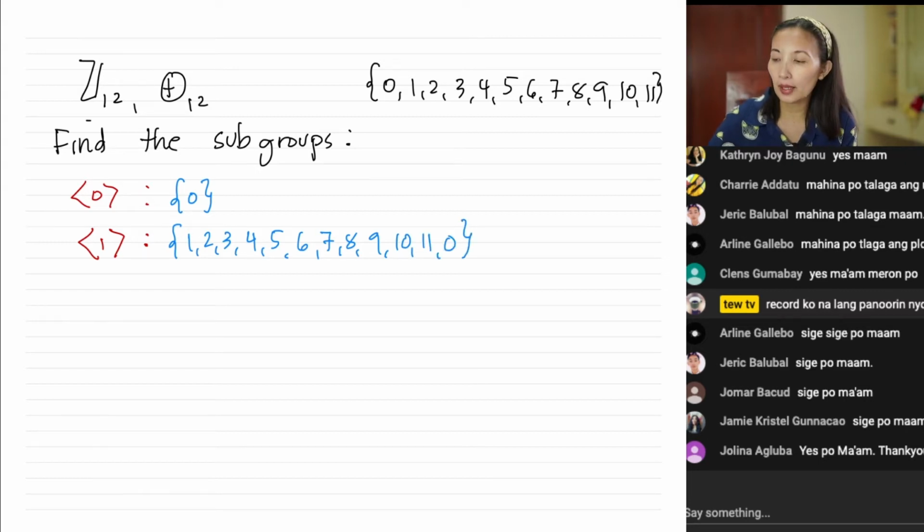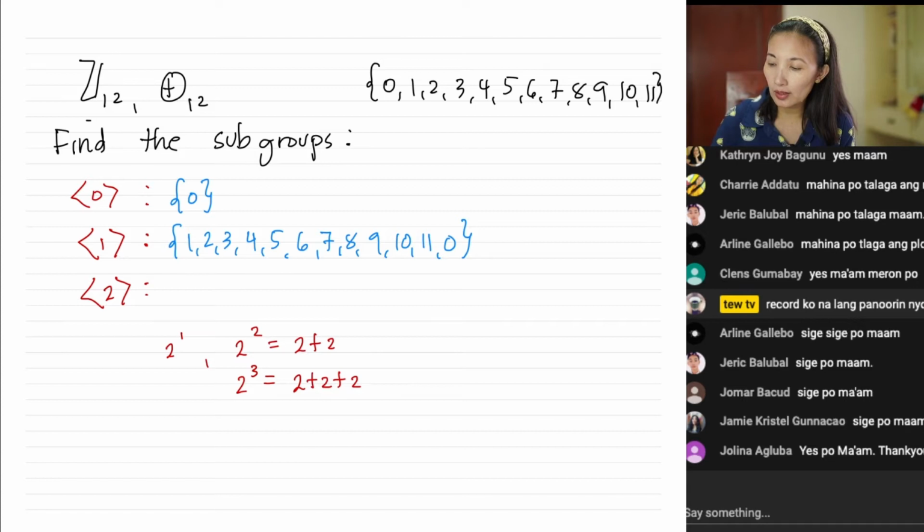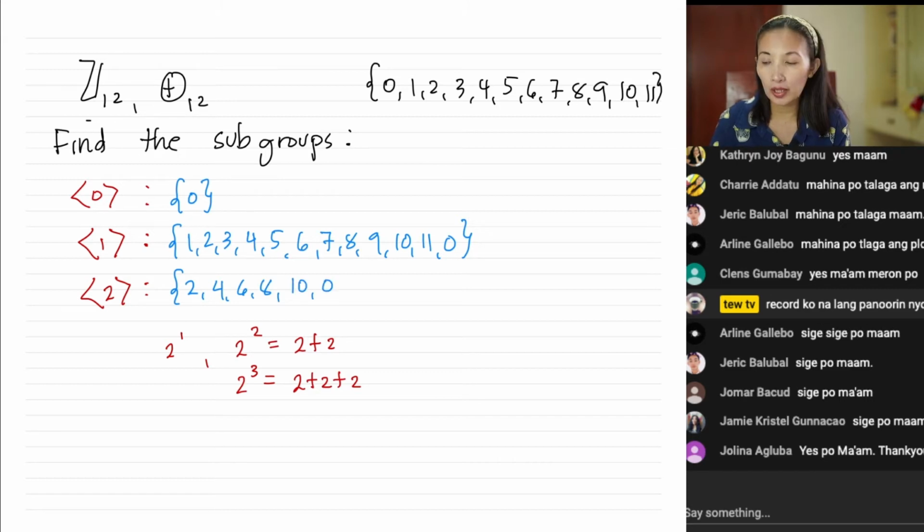Okay? Next, how about 2? This is from 2 raised to 1, 2 squared. But 2 squared means 2 plus 2. Take note of our operation. 2 cubed means 2 plus 2 plus 2. And so on and so forth. So, what is the set generated by 2? 2, 4, 6, 8, 10, 0. Because from here, if we add 2, then it will give the first element that we have already listed, which is 2. So, we stop here.